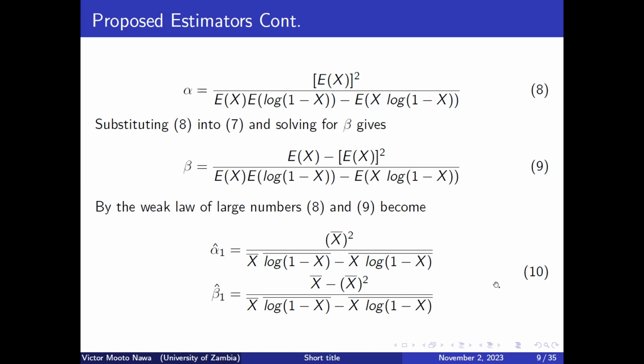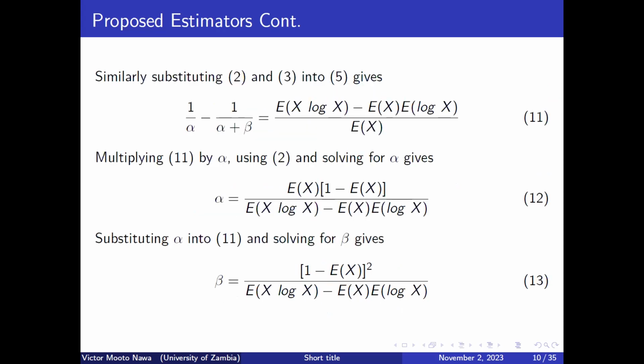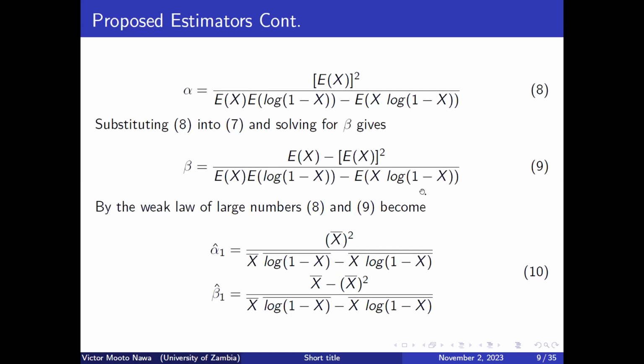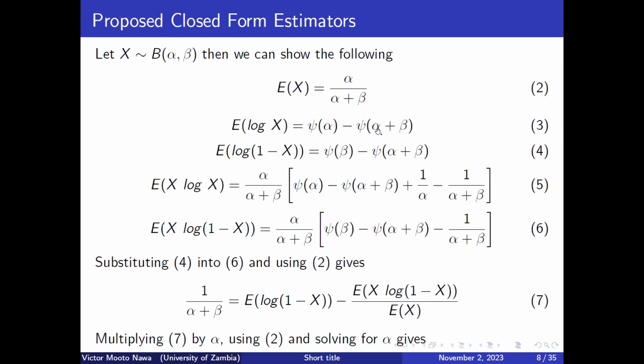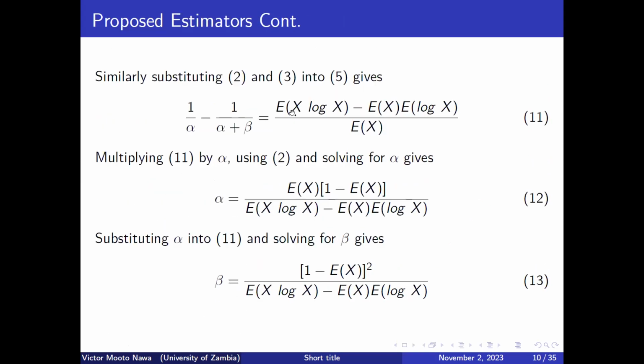So this expression here, number 10, represents our first set of proposed estimators. Now I'm going to move on to the second set of proposed estimators. Similarly, we look at 2, 3, and 5. We make a similar substitution: we put 2 and 3 into 5, and everything here will be written in terms of the expectations in 2 and 3. When we do that, we get this expression 11 here.